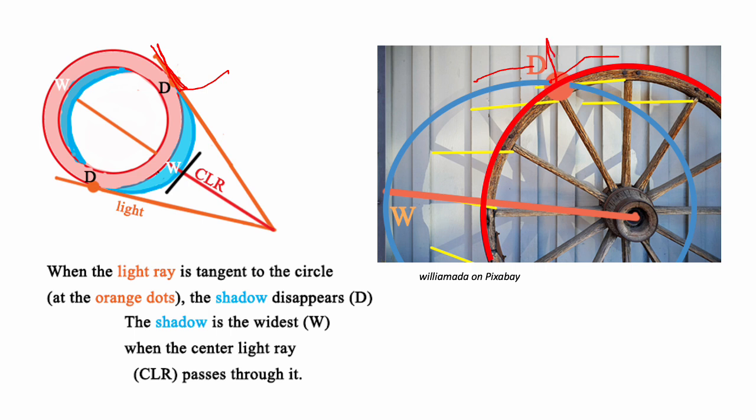In contrast, the center light ray goes through the widest part of the shadow. Here, the furthest part of the shadow from the center is along the central light ray.